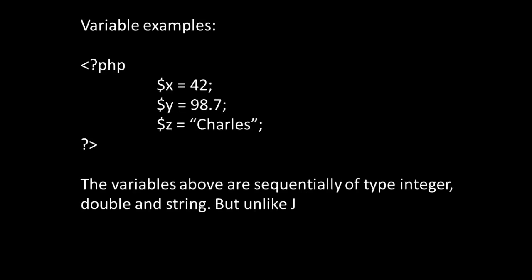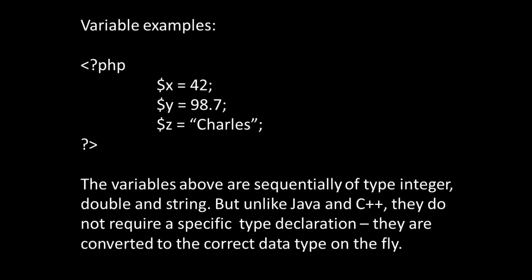Here's a bit of code with some variable examples. In this case, x and y, which hold numbers, and z, which holds a string value. The variables above are sequentially of type integer, double, and string. Unlike Java and C++, they do not require a specific type declaration. They are converted to the correct data type on the fly.